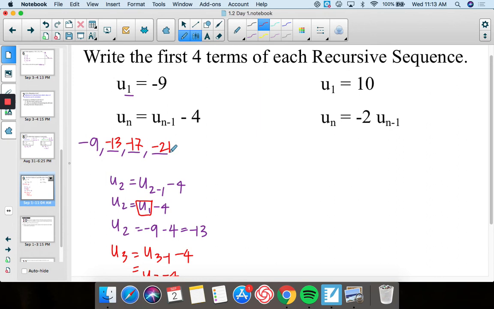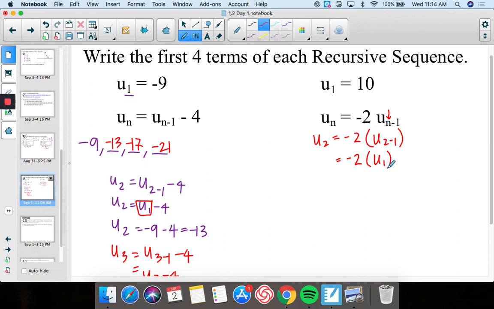Okay, second one. Our first term is 10. We need to find the first 4 terms. Using our formula here, we're going to say u sub 2. We're trying to find the second term. So it's negative 2, and plug in a 2 in for this n. So that's u2 minus 1. Okay, well, negative 2 times 2 minus 1 tells us our first term.